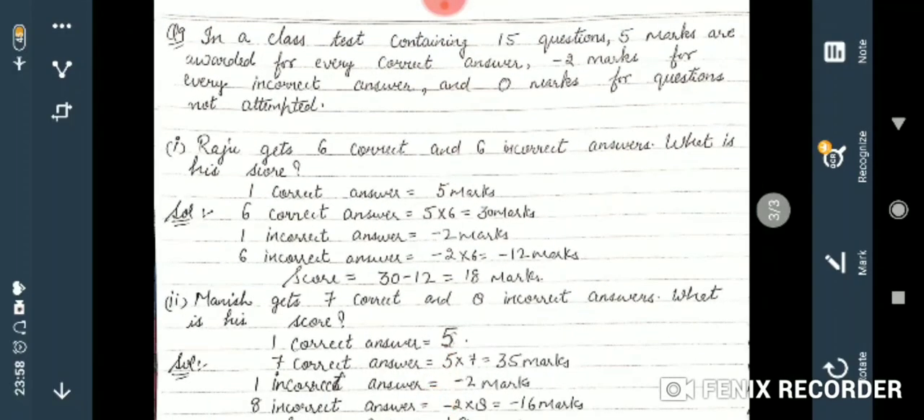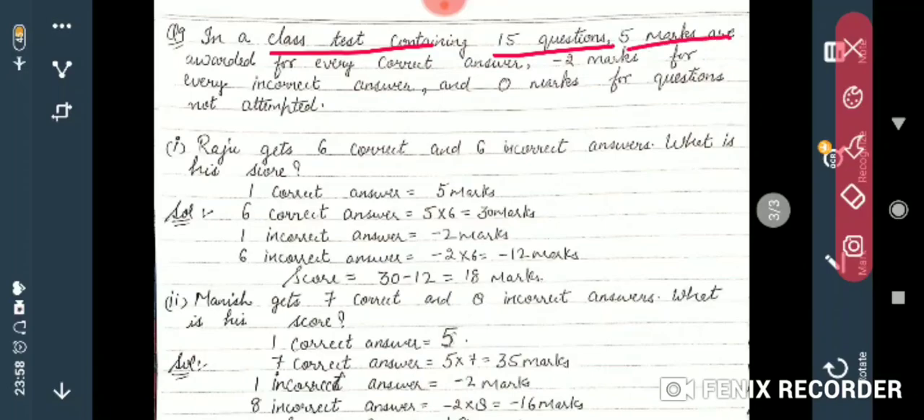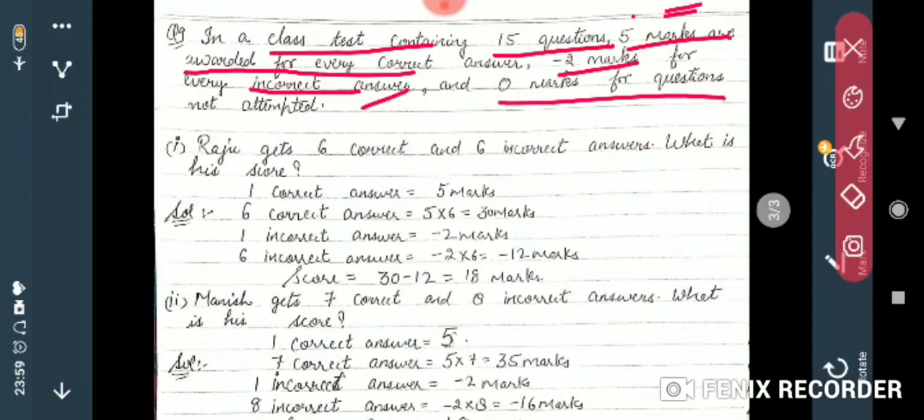Now in a class test containing 15 questions. So total how many questions were there? 15 questions. 5 marks are awarded for every correct answer. So for one correct answer, how many marks the student will get? 5 marks. Minus 2 marks for every incorrect answer. Minus 2 means negative marking is there. If one incorrect answer is there, so minus 2. 0 marks for questions not attempted. So if the student has not attempted the question, so directly 0 marks.